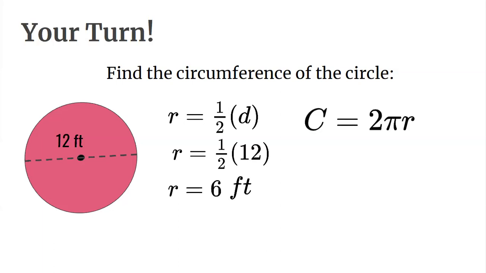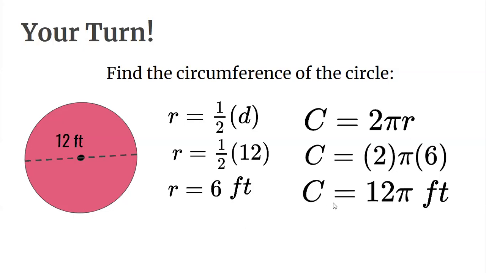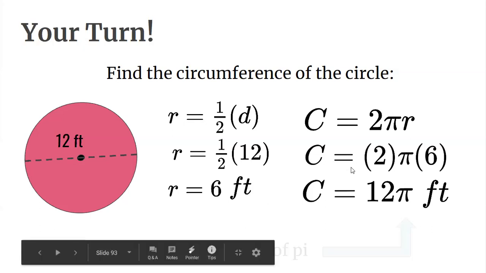And then you should write out your formula for circumference, which is c equals 2 pi r. Circumference equals, plug in the 6 as your radius. So c equals 2 times pi times 6. And then circumference of the circle should equal 12 times pi feet. Okay.